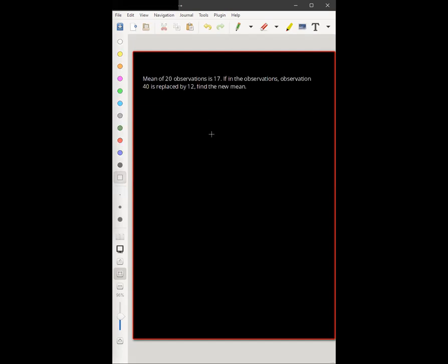The mean of 20 observations is 17. If in the observations, observation 40 is replaced by 12, find the new mean. Think how to do this.